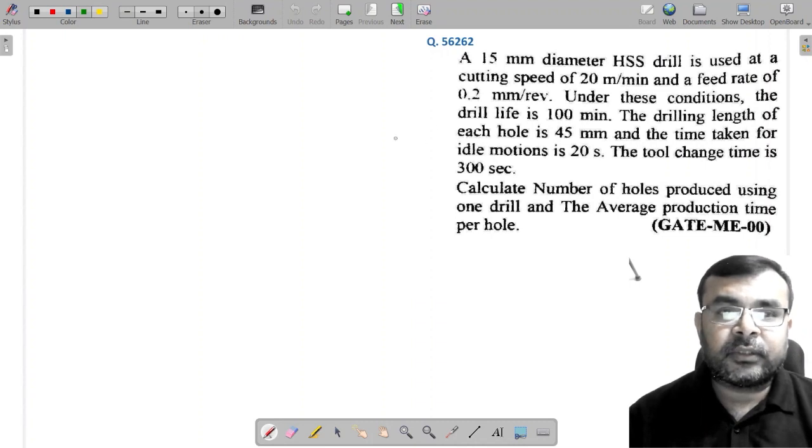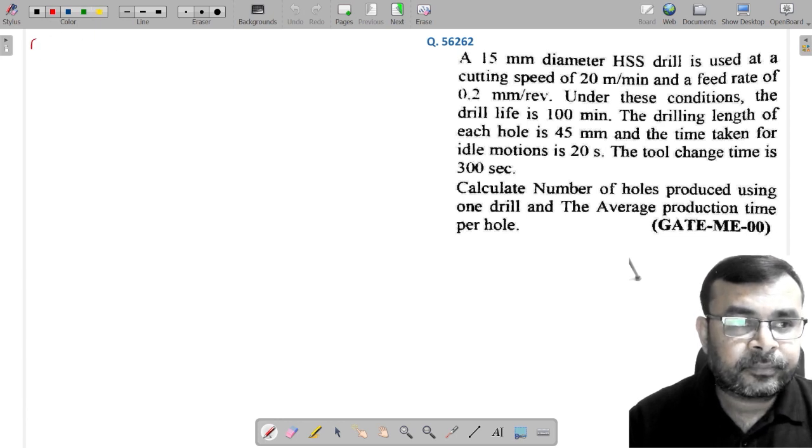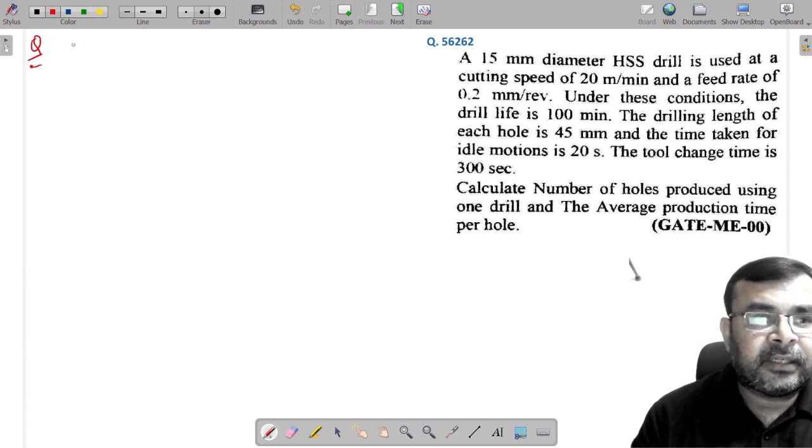Okay, so let's see this question. A 15 mm diameter HSS drill is used at a cutting speed of 20 meter per minute. So here the diameter of the cutter is given, that is 15 millimeter.